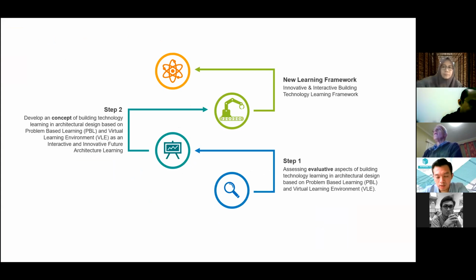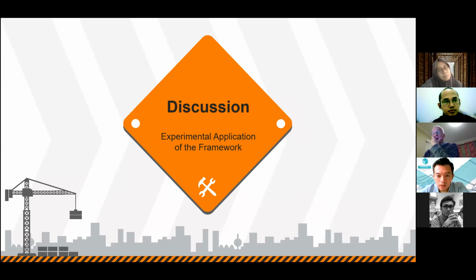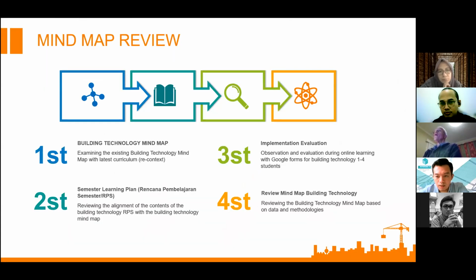We divide it into 2 steps. Step 1 is to evaluate aspects of the mind map and the AI studio based on PBL and VLE. And then step 2, we develop the new concept, also from the PBL and VLE. And then we try to create a new learning framework for building technology. And then we find some strategy for mind map review.